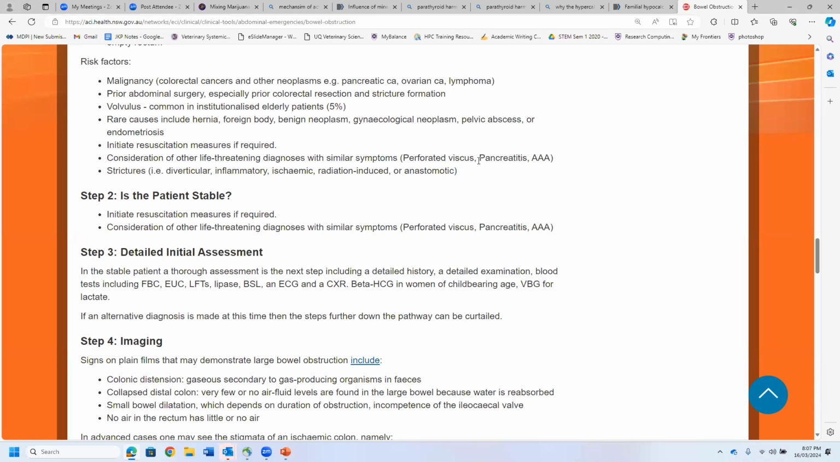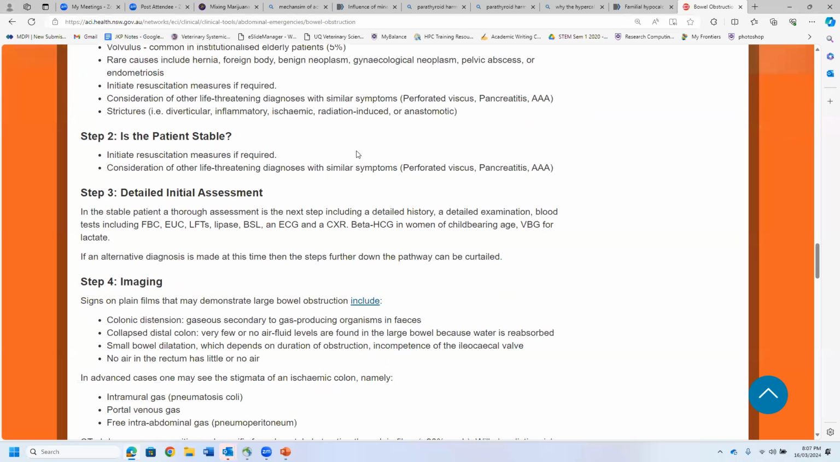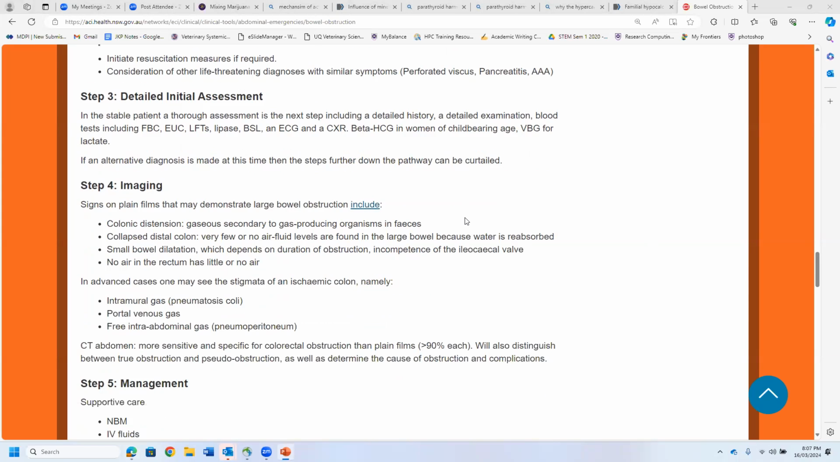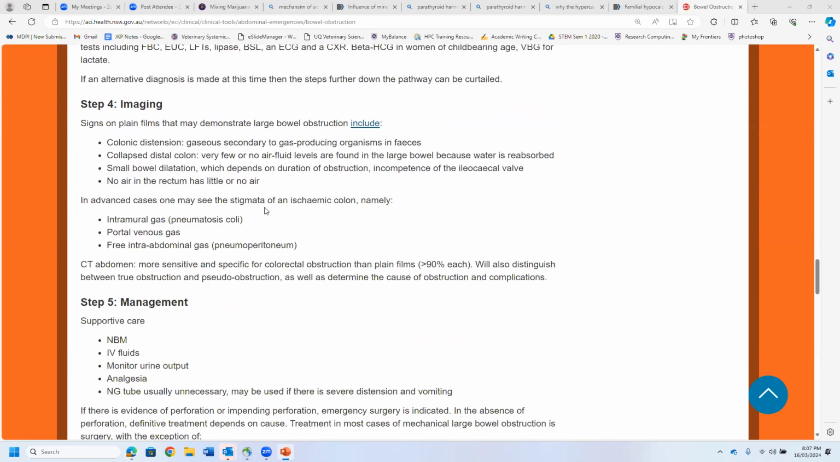You do a CT scan, and to exclude pancreatitis, we do a blood test called lipase. If the patient is not stable, we will resuscitate the patient. But if the patient is stable, then you do the complete blood test like full blood count, urea electrolytes, creatinine, liver function test, lipase, blood sugar levels, ECG for abdominal aortic aneurysm, chest X-ray. Not always, we do an erect abdominal X-ray. If it's a female, always do beta HCG because we want to rule out ectopic pregnancy as a cause of the abdominal pain. CT scan, very important.